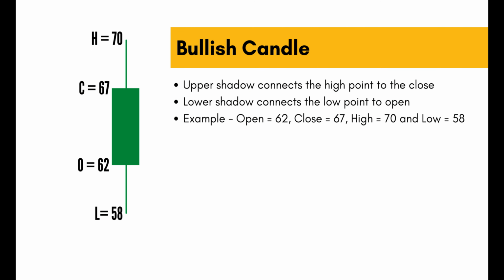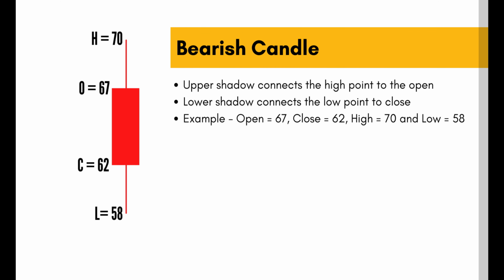In the bullish candle, the upper shadow connects the high price point to the closing point, while the lower shadow connects the low price point to the opening price. For your understanding, the price points are given and plotted on the candle beside as an example. Now on the bearish candle, the upper shadow connects the high price point to the opening point, while the lower shadow connects the low price point to the closing price. Here also, for your understanding, the price points are given and plotted on the candle beside as an example.